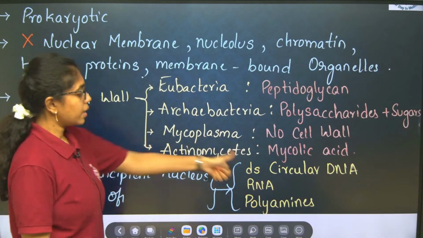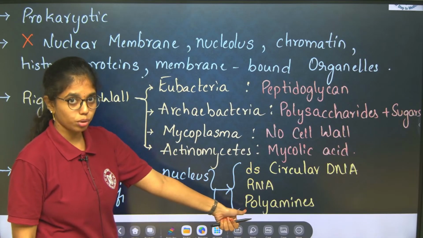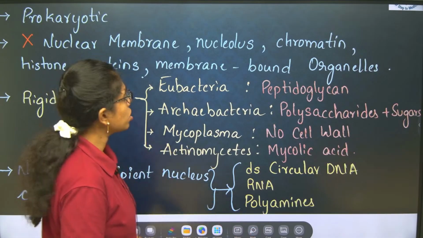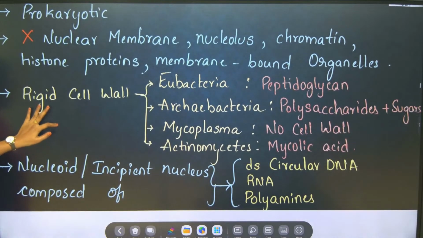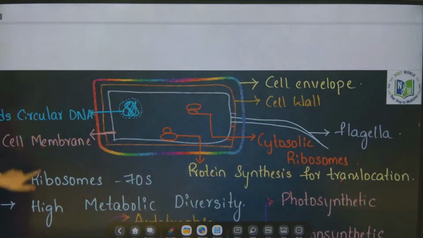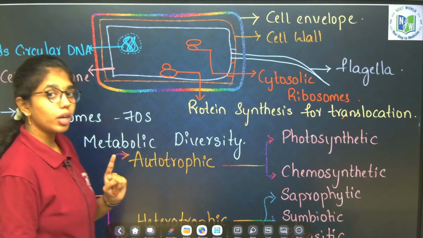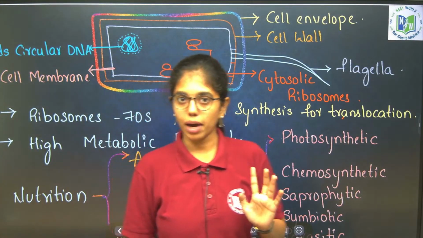So, it has double stranded circular DNA, RNA and polyamines. As I told you, there are no histone proteins over here, it has polyamines. So, each and every point that I am discussing is highly important for your exam, note it down keenly. Next, as I told you, we have to learn the kingdom Monera in connection with the prokaryotic cell of your cell biology, right.